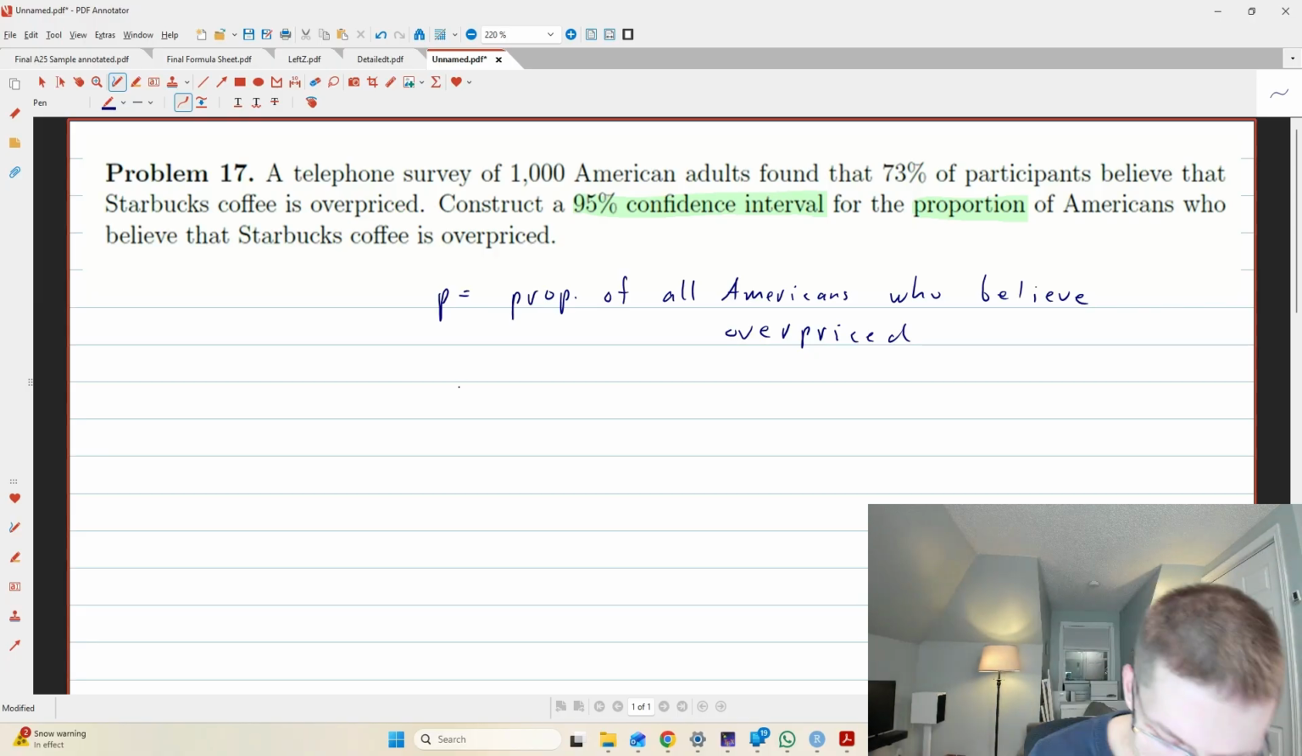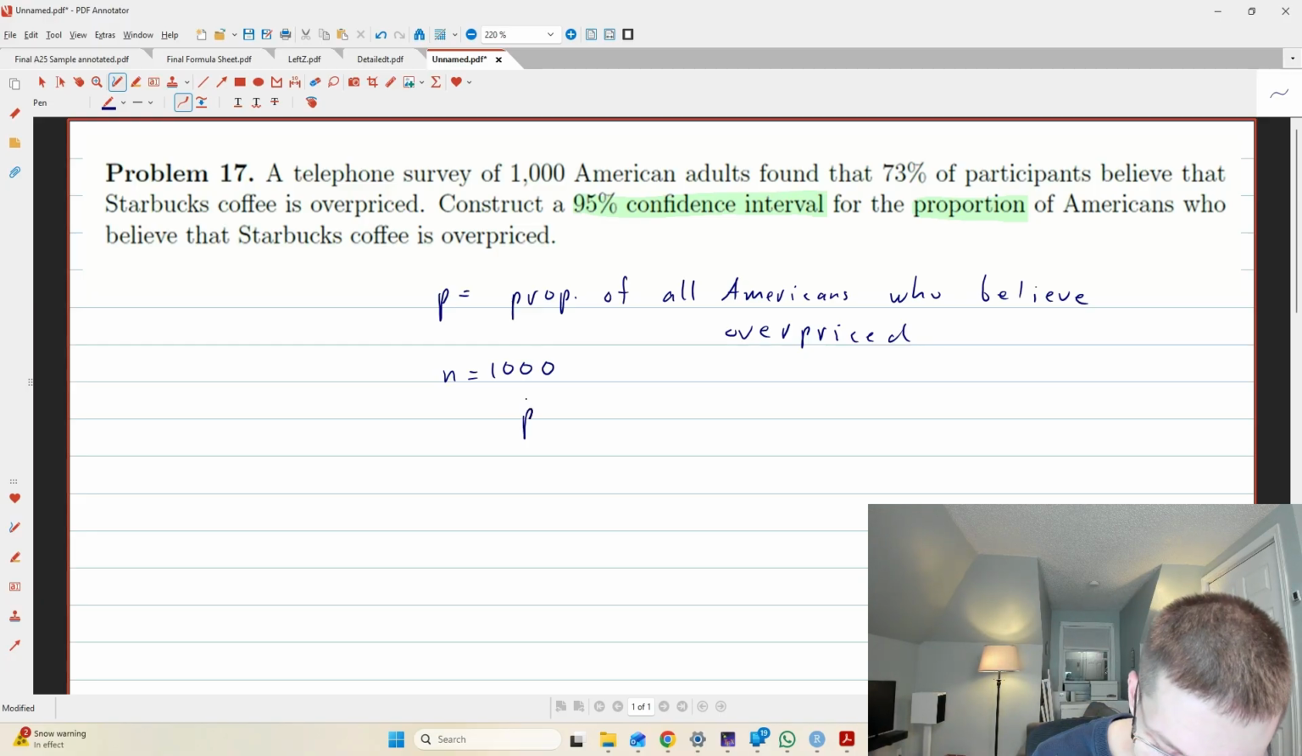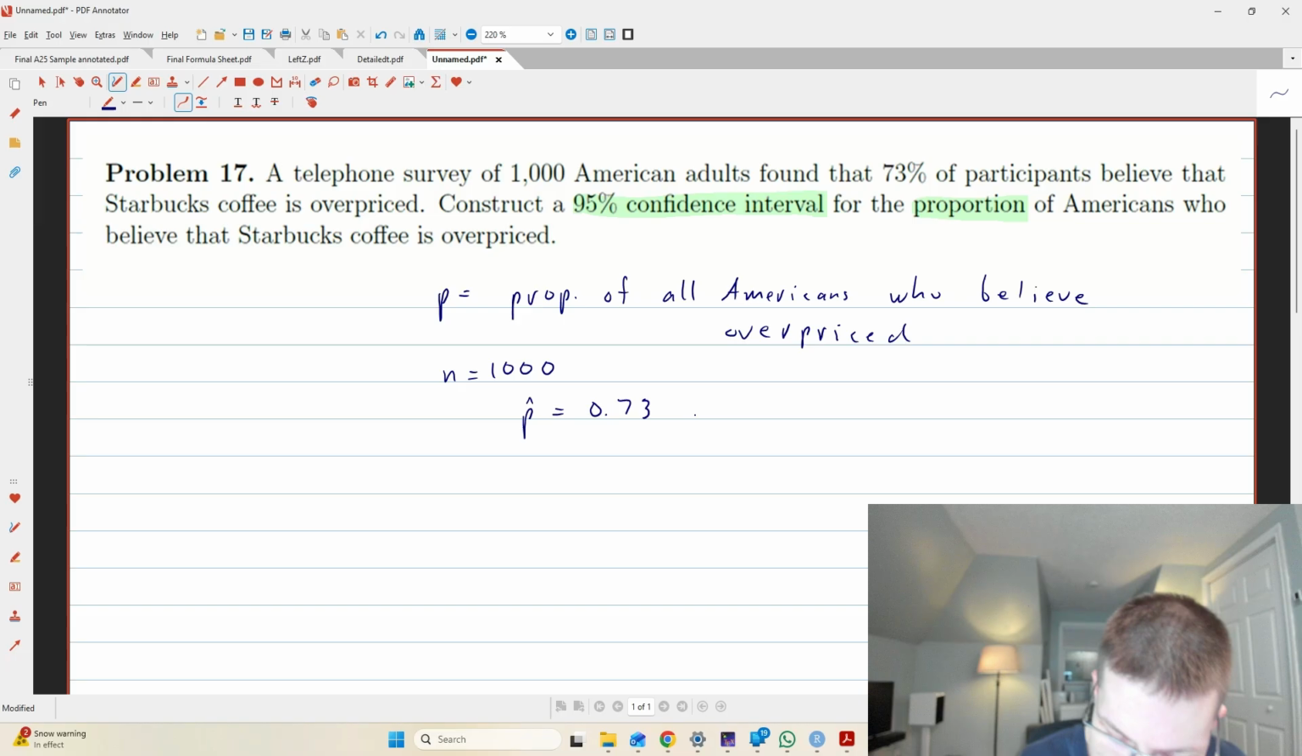And we have a sample of 1,000. And so those give us a sample proportion of P hat is 0.73. And so the sample proportion of those who don't believe it is overpriced is going to be Q hat. It's 1 minus P hat, which is 0.27.